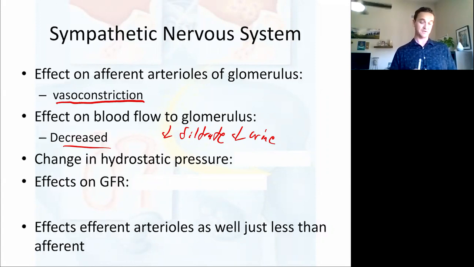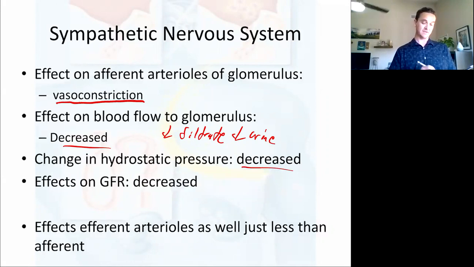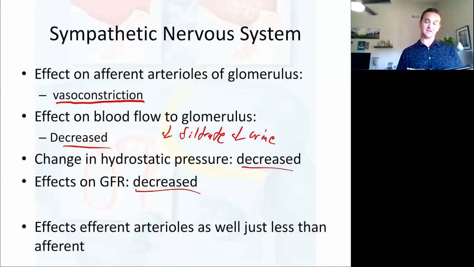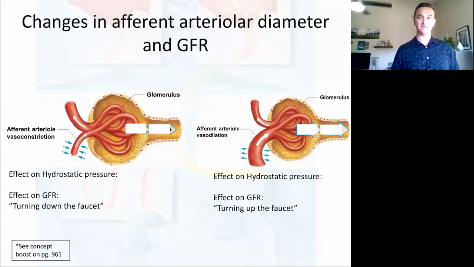So I'm getting ahead of myself there, but that decrease in blood flow to the glomerulus would cause what? What would it do to hydrostatic pressure? It would decrease hydrostatic pressure in the glomerulus, and then that would decrease our glomerular filtration rate, okay? And then it does affect the efferent arterioles as well, just not as much, so we'll just focus on the afferent ones for now. Okay, and this just kind of briefly looks at that.